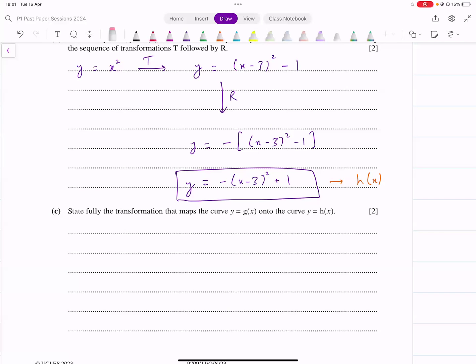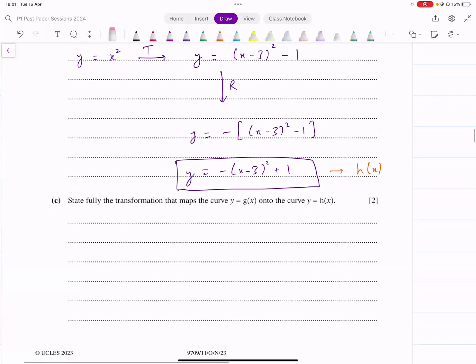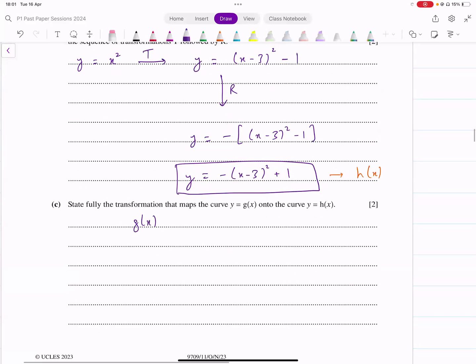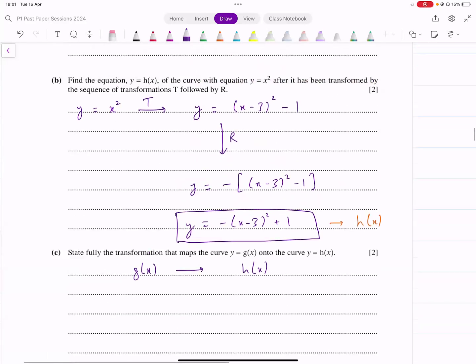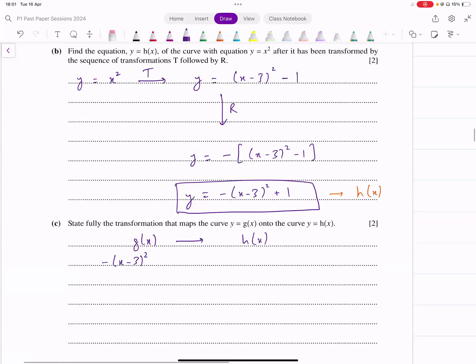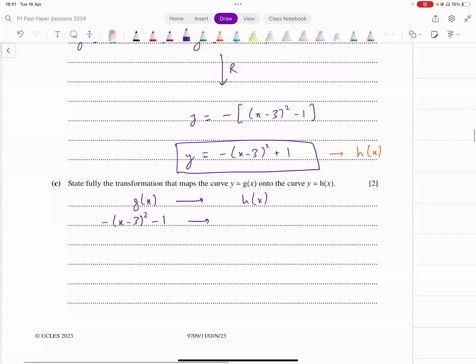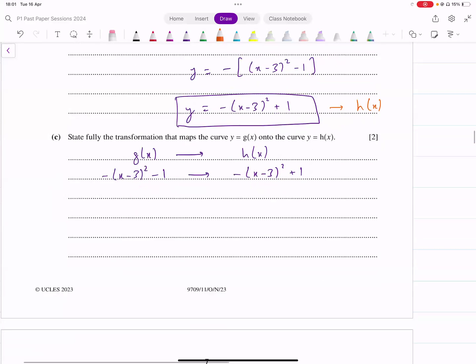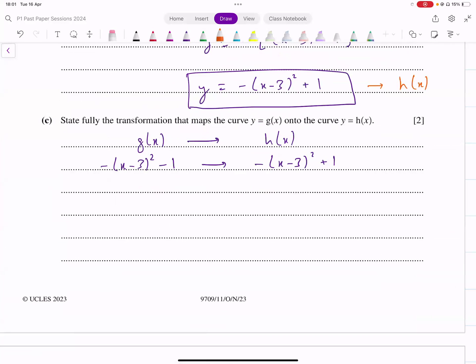Now remember, whenever in quadratic functions you have to find out transformations yourself and figure out what transformations are happening, you need the function to be in completed square form. In this case, it's already in completed square form, so you don't need to do anything else with this. You have to go from g of x to h of x. What's g of x? That's minus into x minus 3 whole squared minus 1. That goes to minus into x minus 3 whole squared plus 1. How do you go from this first function to the second function? What transformation is happening? That's what we need to figure out.